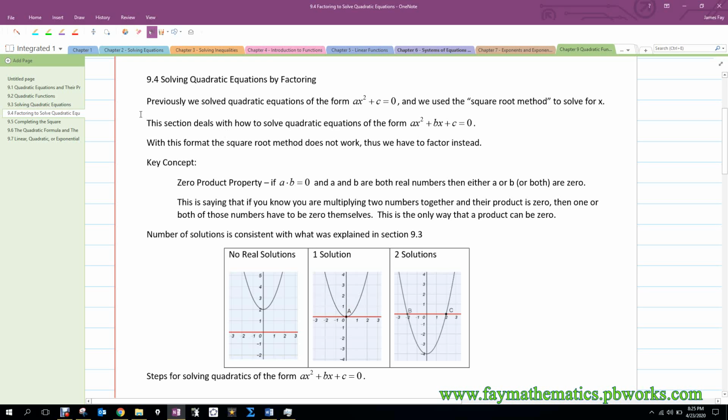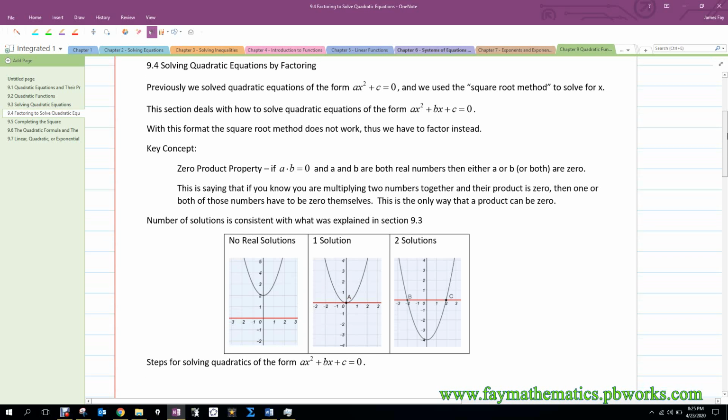In 9.4, we changed a little bit. Now we're going to work with an equation of this form where we have that bx term now. Okay, so because of the inclusion of that term, that's what's different between this and that. With the inclusion of that term, the square root method does not work. So we have to use what we call our factoring techniques or our factoring methods.